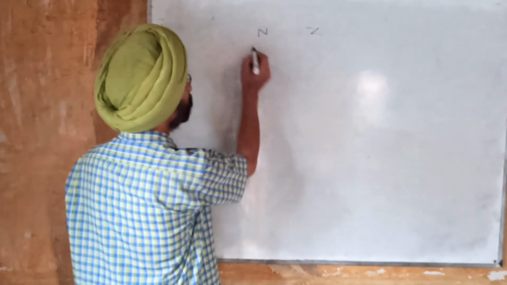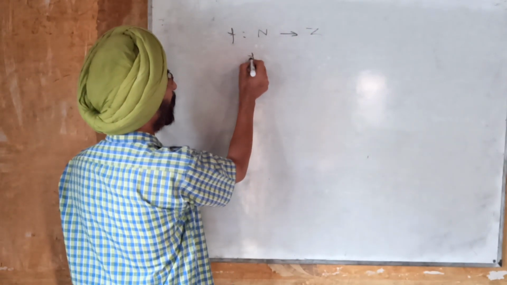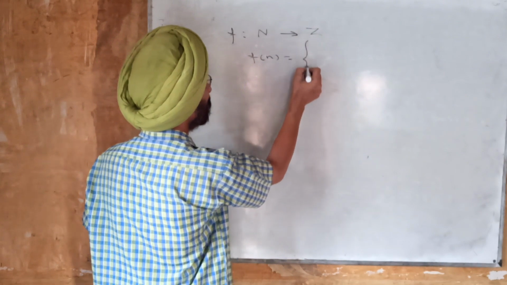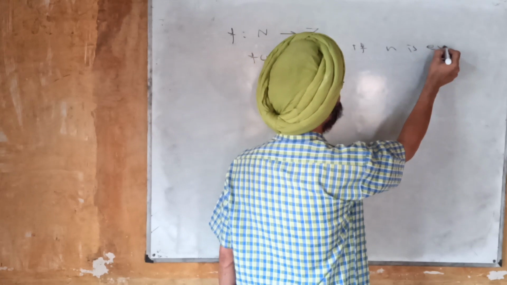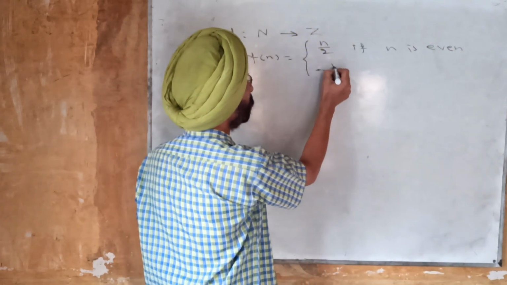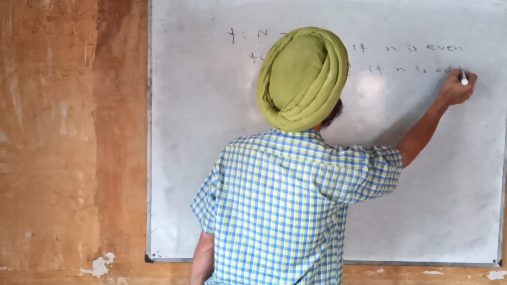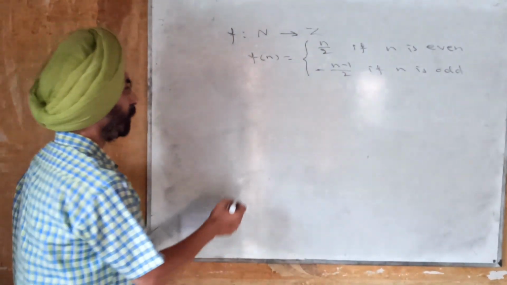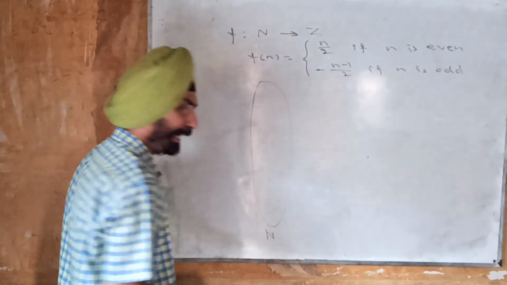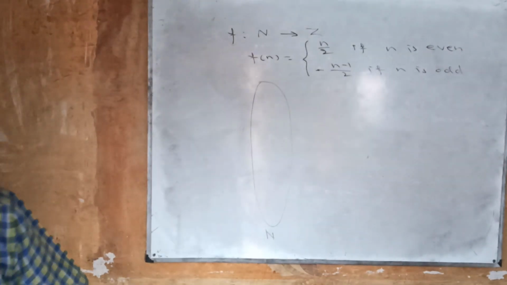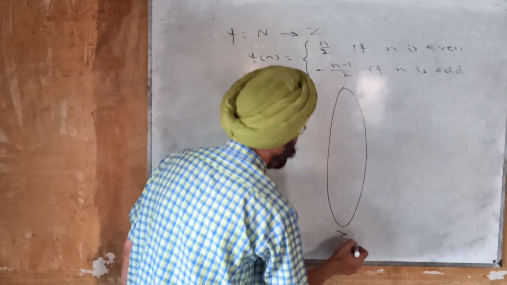So the next question is what that function is. The function is very simple. I am going to define f from N to Z defined by f(n) equal to n by 2 if n is even and minus of (n minus 1) by 2 if n is odd. Now look at this function. What is going to happen here? This is your set N and this is the set Z.